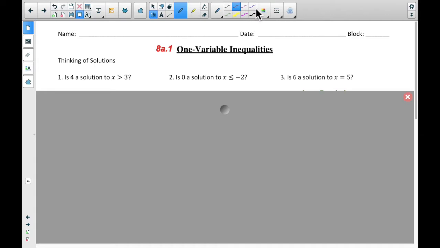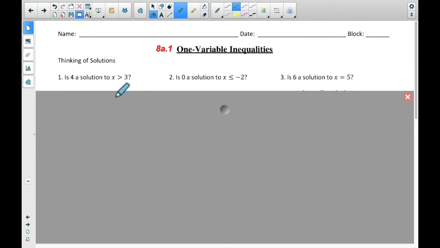Hi everybody, this video today is going to cover section 8A, section 1. Unit 8 is divided up into part A and part B, so this is part A. We're talking about inequalities today, and honestly I think this is going to be a little bit of review for you. I'm hoping this will be an easy section for you.